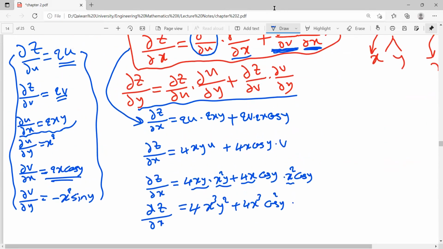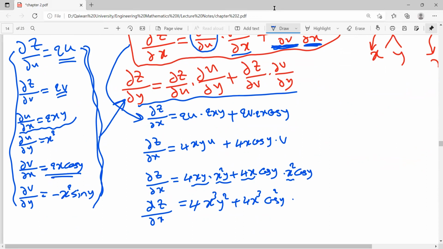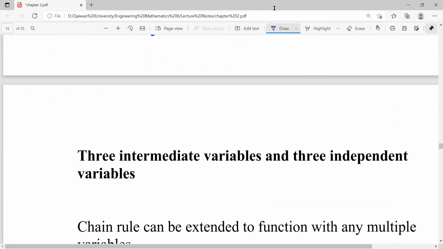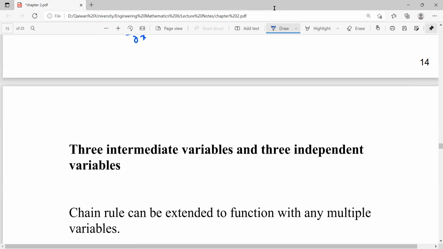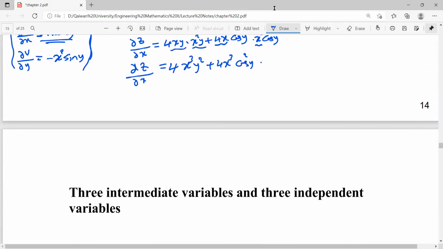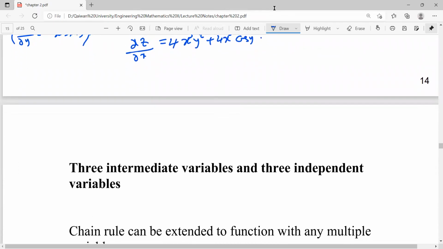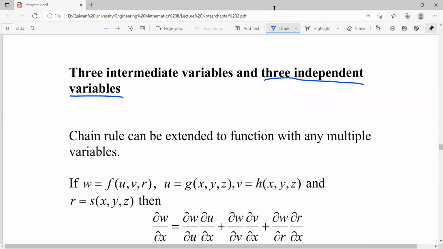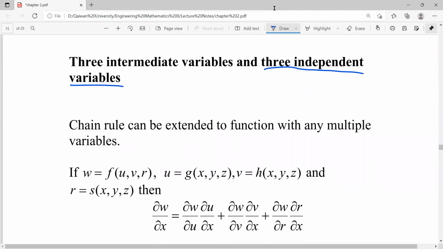How about partial z by partial y? Here we found all the derivatives. We just plug these in. We get the results. It's the same. This was for two intermediate variables. But for three intermediate variables and three independent variables, how to write down the partial, the chain rules.